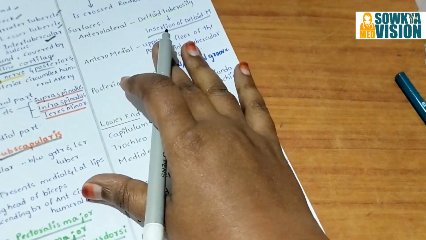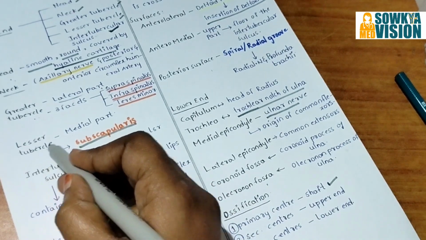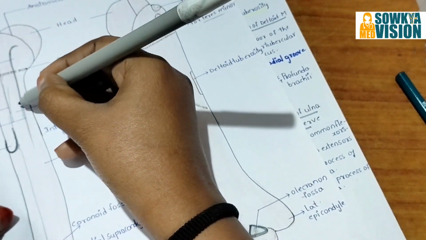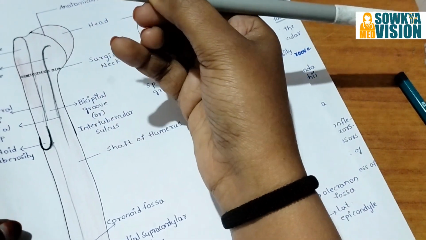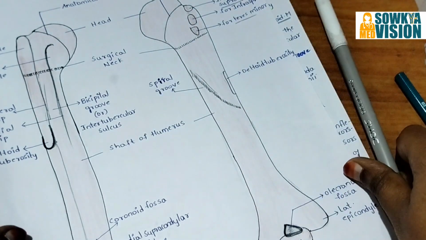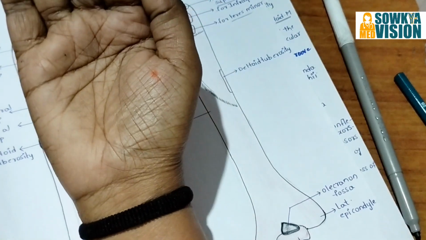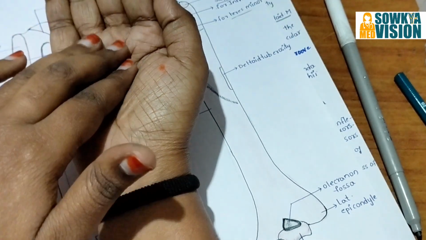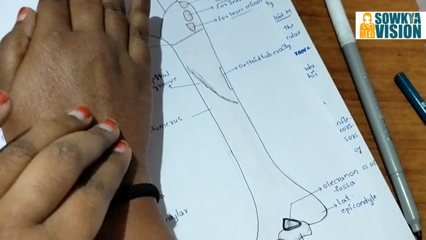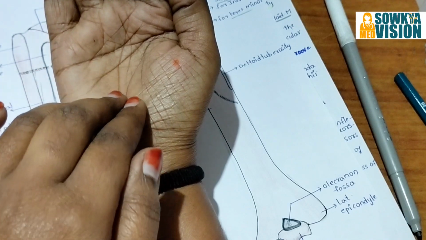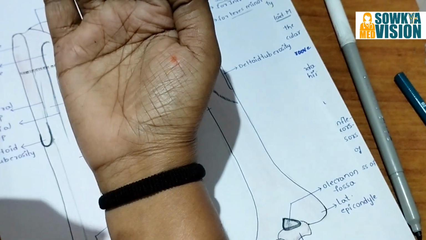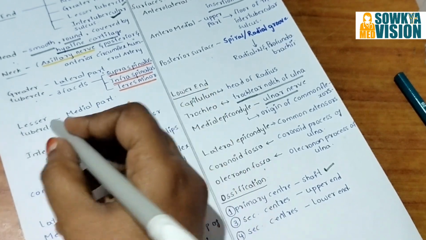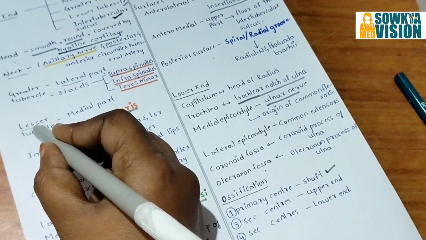Now the lesser tubercle, which is presented medially. Here the subscapularis muscle gets attached. In the last class, we said that the scapula contains two surfaces: the anterior, also known as the costal surface, and the posterior or dorsal surface. The anterior costal surface gives origin to the subscapularis muscle, which gets attached at the lesser tubercle.